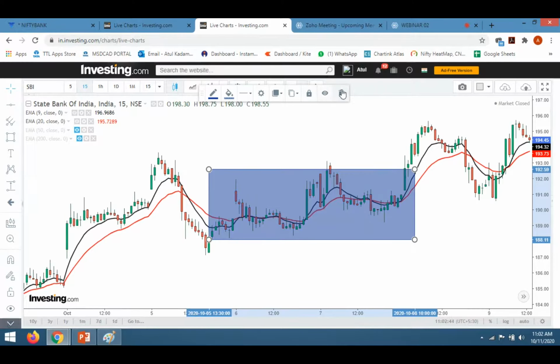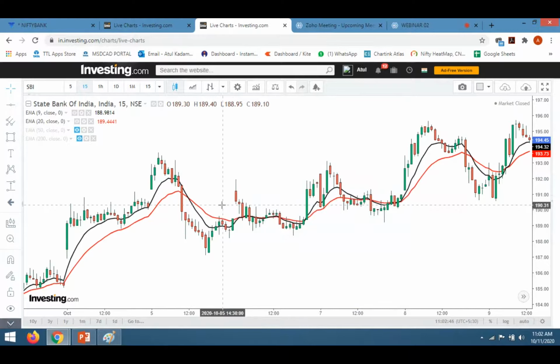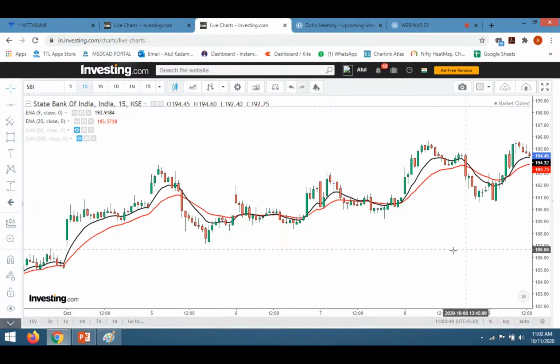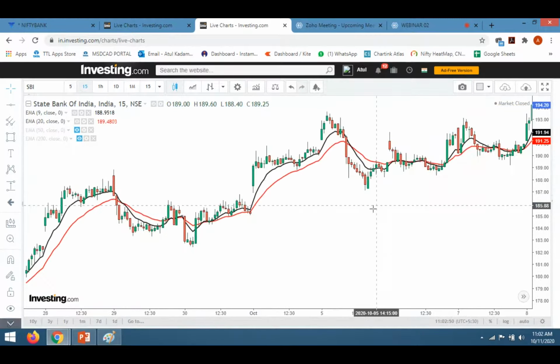Whenever it hits the stop loss, it's a 2 to 4 point stop loss only. Otherwise it gives you good profit. So 60 to 70% of the time it works, and 30% of the time it will not work, because in a sideways market it will not work. If anyone says my strategy is working 100% of the time, that is not true. No strategy works 100% of the time. This also does not work 100%, it's worth 60 to 70%.